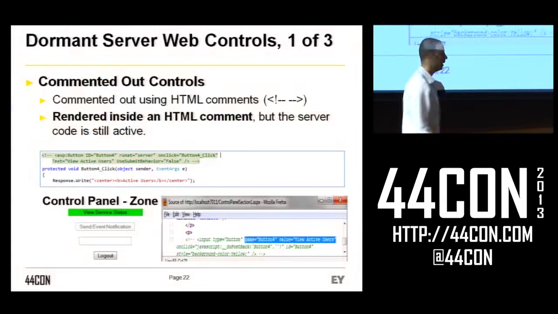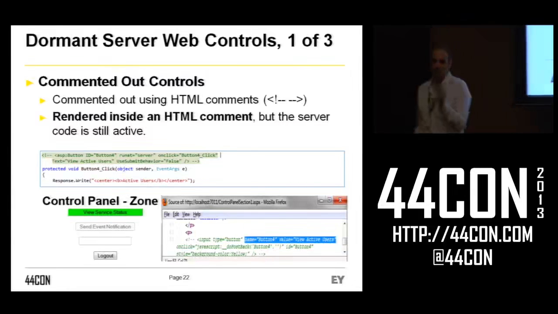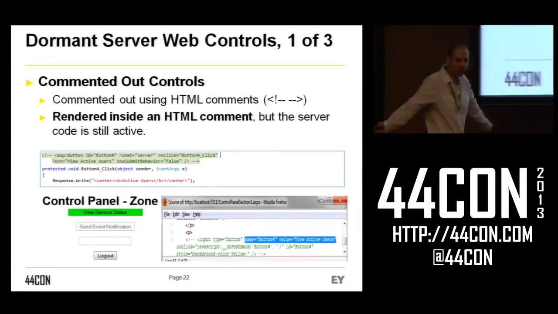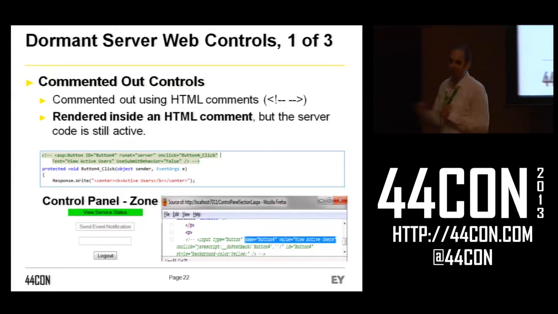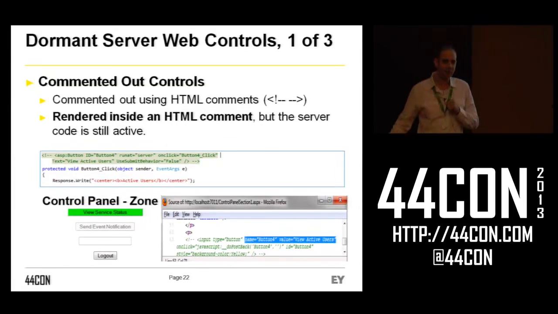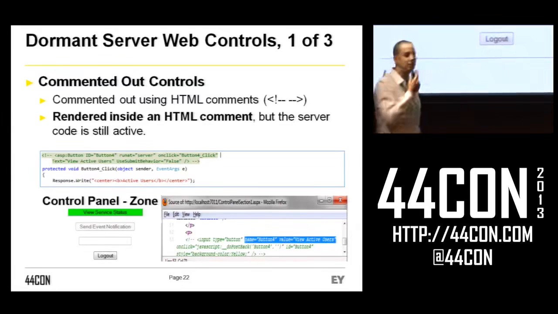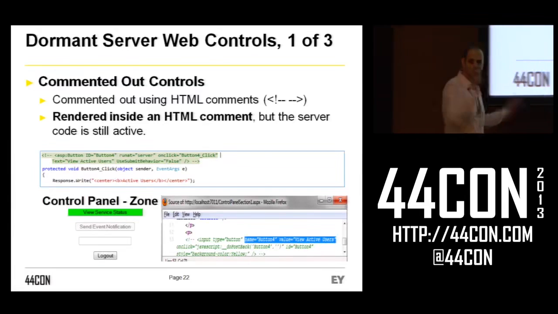So the first type of dormant server control is a commented control. And that's HTML commented. Since .NET ignores HTML content, it's HTML, it's not ASP.NET code or C# code, the control is rendered normally to the client side. However, it's not visible to the eye because it's in a comment, okay? So that's the first type of dormant control.